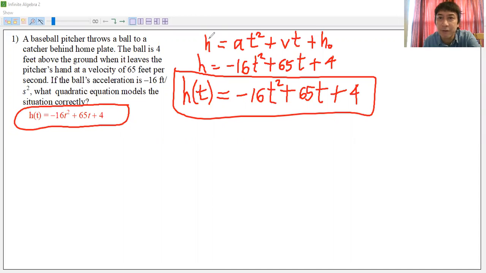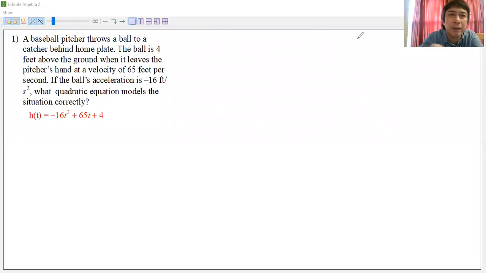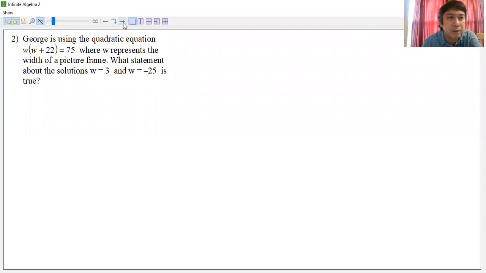Okay, so that goes to our first number. Let's continue with the next. Let me clear the screen and continue with the next question. Here's the second. George is using quadratic equation W times the quantity W plus 22 equals 75, where W represents the width of a picture frame. What statement about the solutions width equals 3 and width equals negative 25 is true?